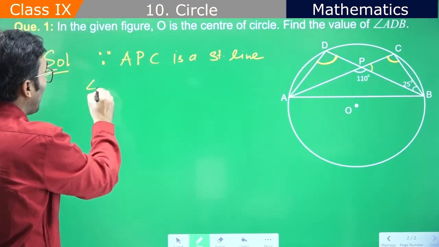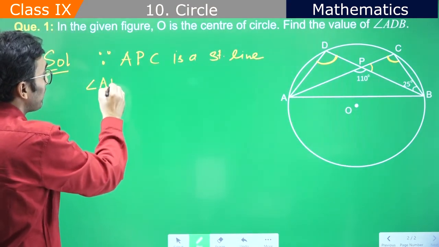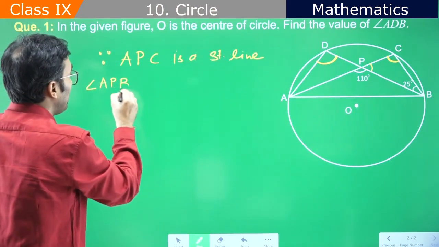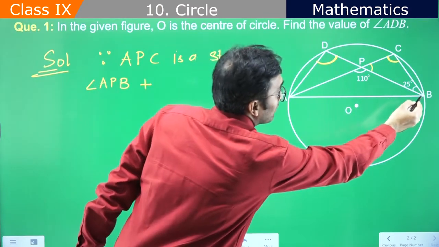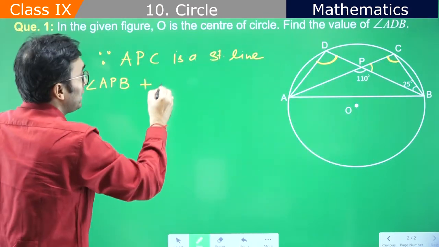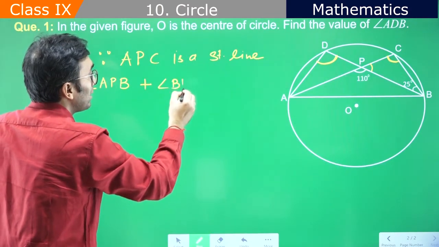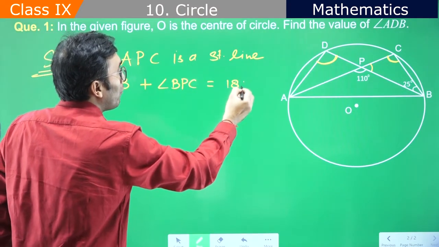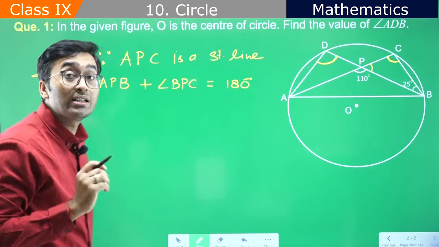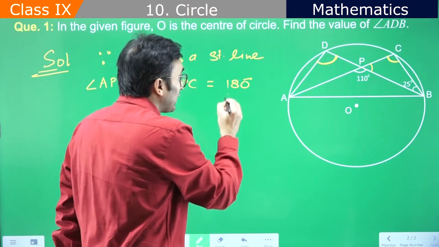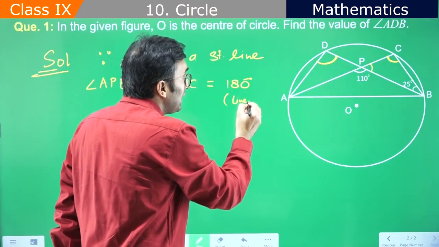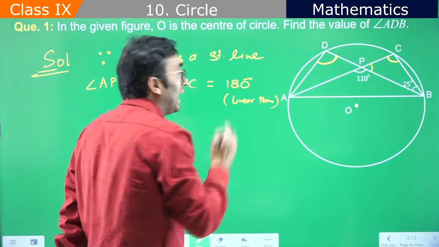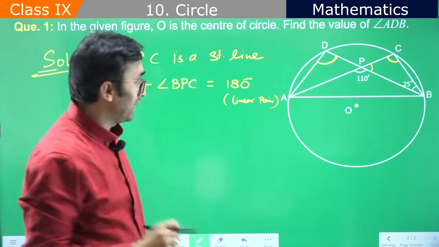So what is the name of the angles? We can write angle APB plus angle BPC equals 180 degree. Why is it 180 degree? Because we can say this is the linear pair, as the angles on a straight line.